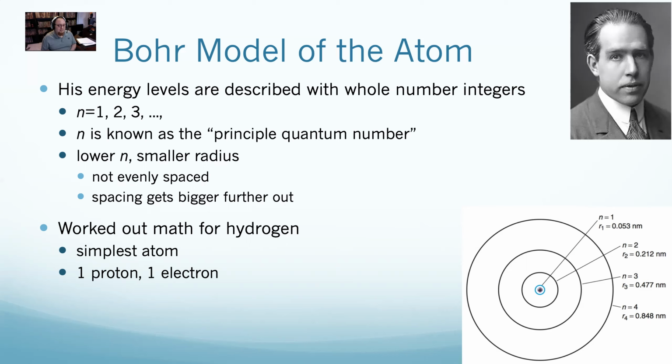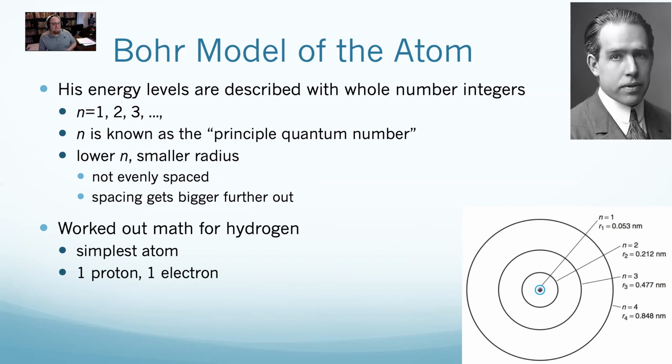And he made a lot of assumptions. Once again, as these physicists seem to be wont to do, he didn't necessarily say why this was true, other than, hey guys, let's assume this is true. If you assume that all electrons only exist at these set radii, if you assume this is all true, the math works out.